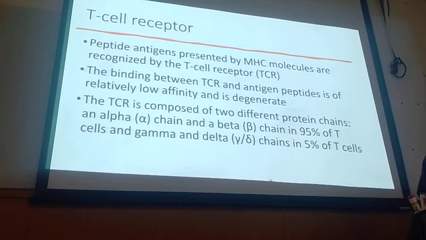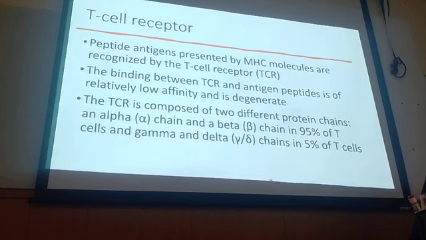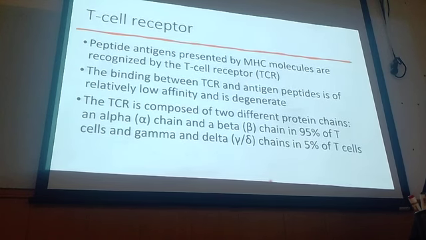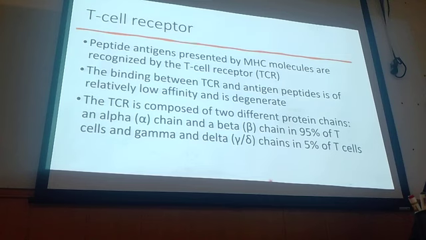T cell receptor. The peptide antigens presented by MHC molecules are recognized by TCR, the T cell receptors. The binding between T cell receptor and antigen peptide is of relatively low affinity, and it may be degenerate. The T cell receptor is composed of two different protein chains, alpha chain and beta chain in 95%, but may have some gamma delta chains in 5%.